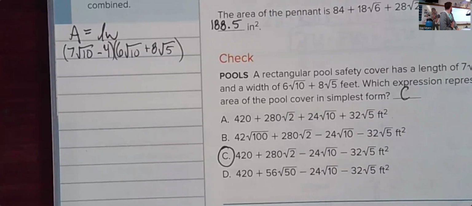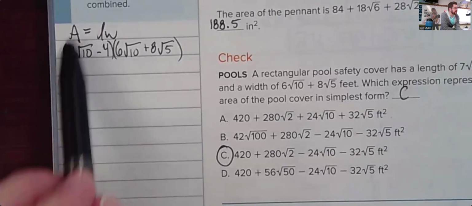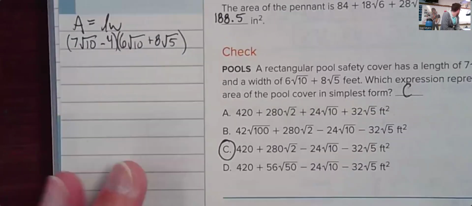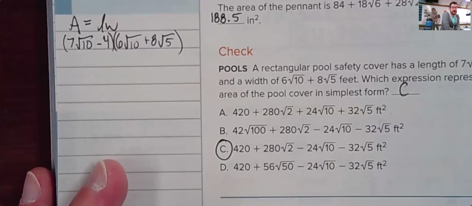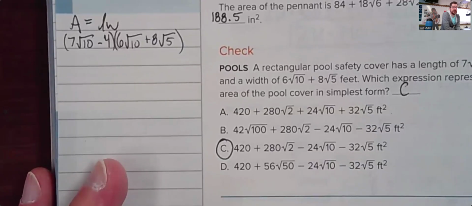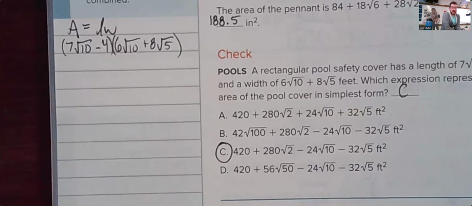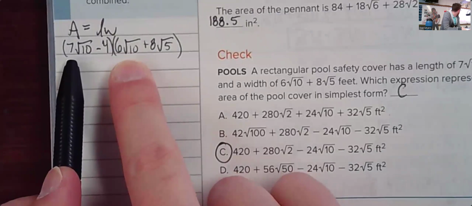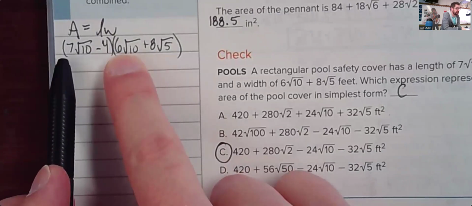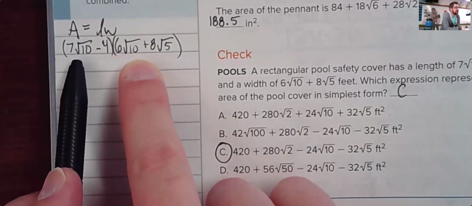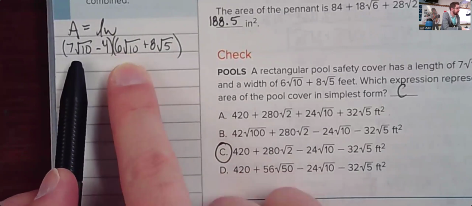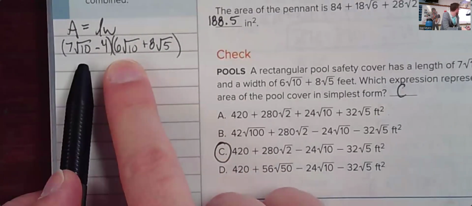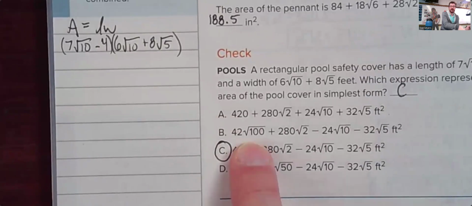Now, I'm going to show you the FOIL process for this and show you what it ends up looking like. But because it's multiple choice, if you do a little bit of mental math, you can eliminate some that aren't correct pretty quickly. If you look at the first terms, 7 root 10 times 6 root 10: 6 times 7 is 42, root 10 times root 10 is 10, and 42 times 10 is 420. So the first term has to be 420, which eliminates B right away.